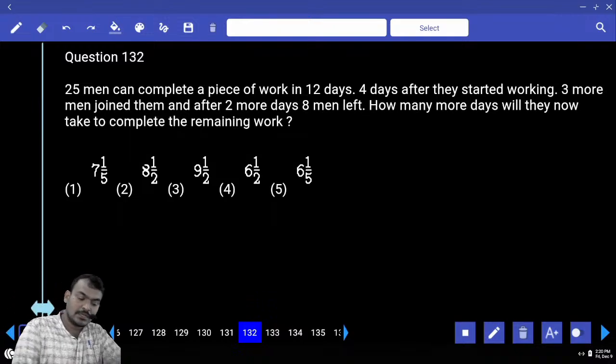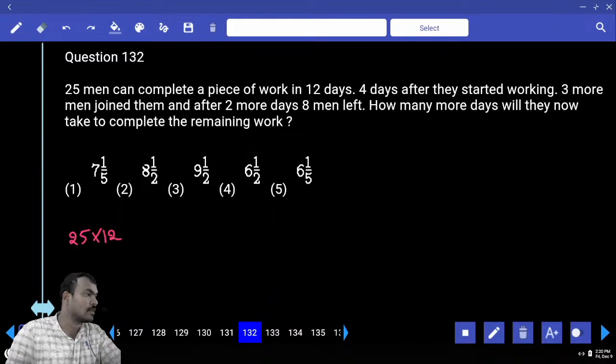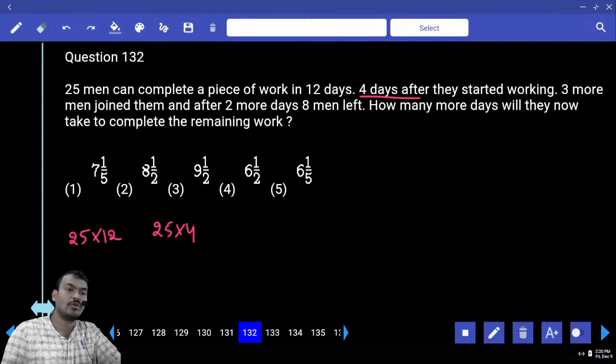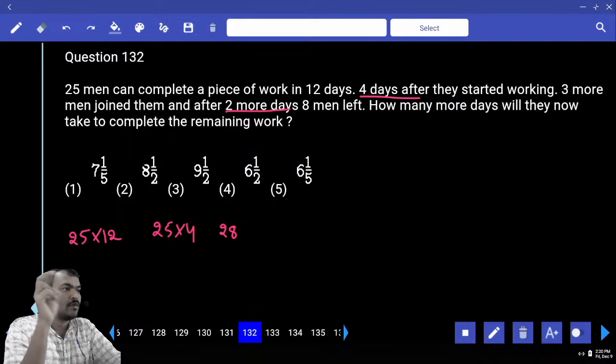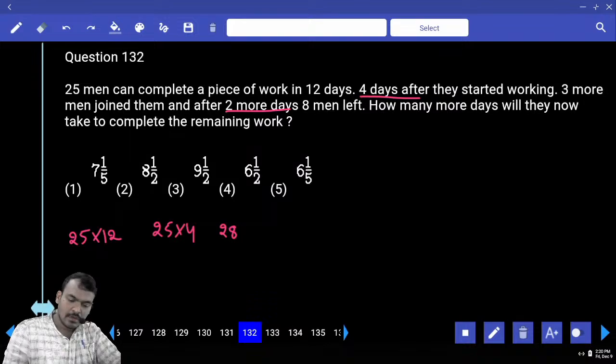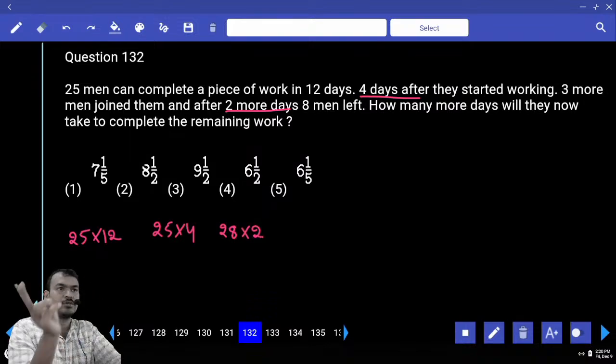Remaining work. Initially 25 persons can do the whole work in how many days? 12 days or not? But these 25 persons, how many days are working? 4 days. Means 25 persons worked 4 days or not? Next, after 4 days how many more men joined? 3 more men. Already 25 plus 3 more means total 28 or not? Those 28 persons, how many days are working? Next 2 days or not? 2 more days means next 2 days. 28 persons worked 2 days or not? First 4 days, next 2 days.